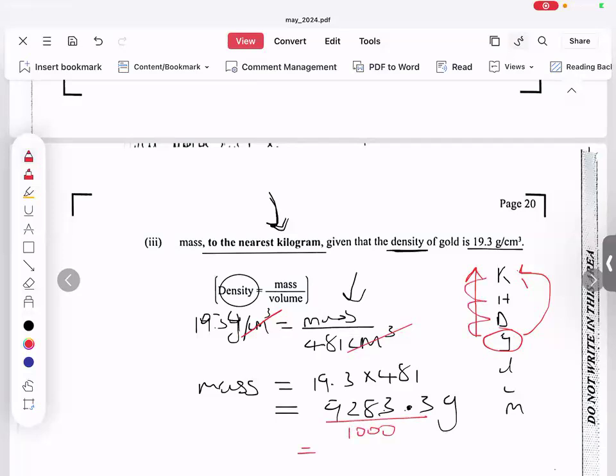And what's our final answer? So 9283.3 divided by 1,000. What do we get? 9.283 kilograms. Right? And that is your answer. Everybody good? Yes, sir.